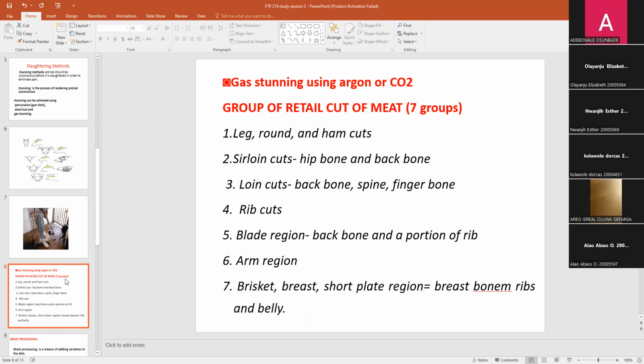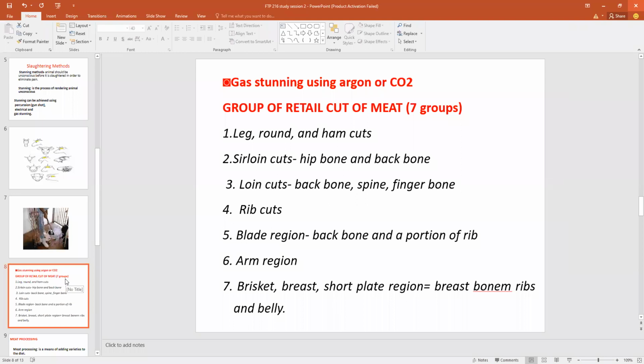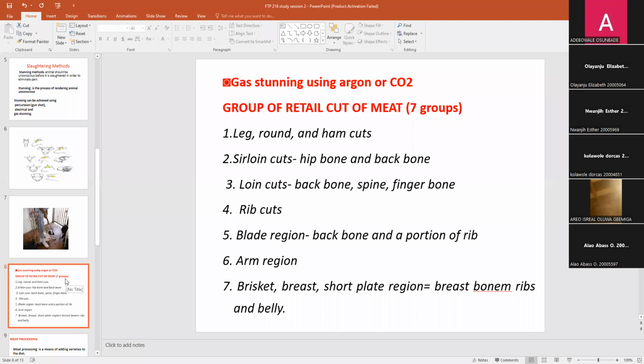Are you with me? So try and take note of the 3 types of slaughtering method we use under the stunning. Then we talk about meat too: definition of meat, different kinds of meat, source of meat. Then let's look at the group of retail cut of meat. Under the retail cut of meat, I highlighted the 7 most important groups here. So if you are asked to state or describe the group of retail cut of meat, these are the major regions where they normally divide or separate meat into.